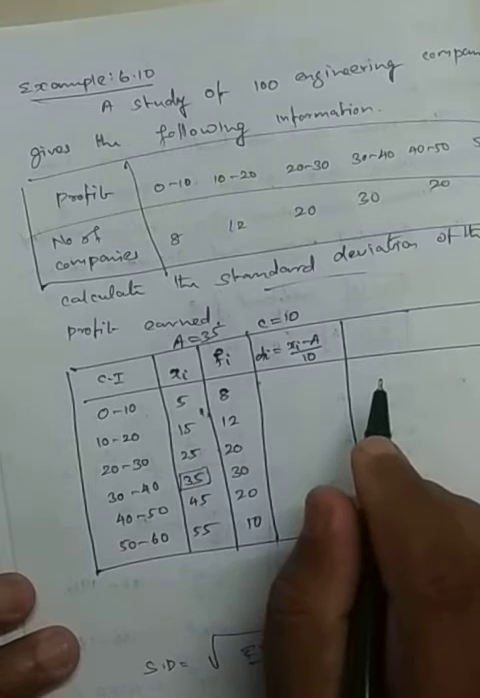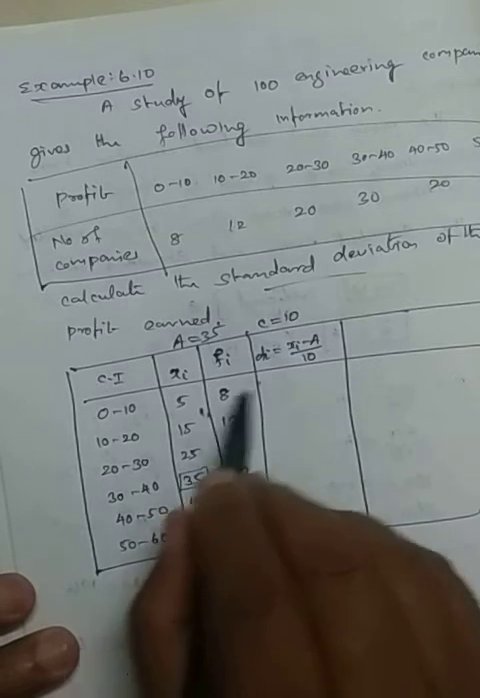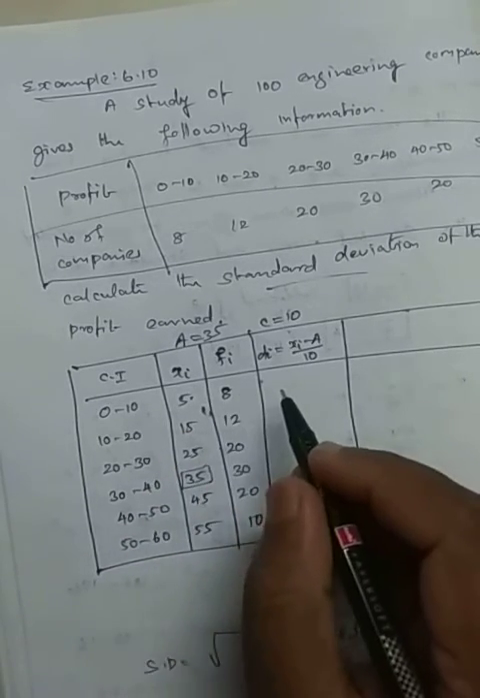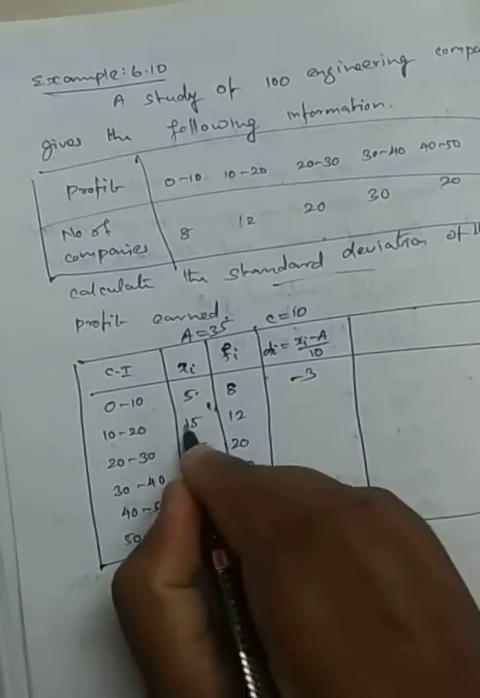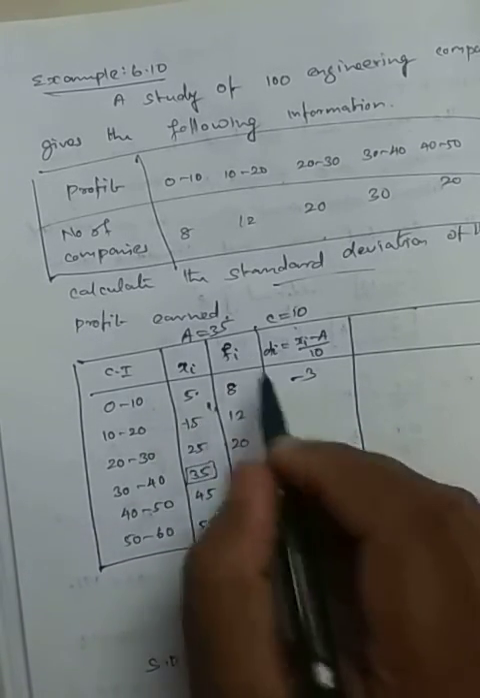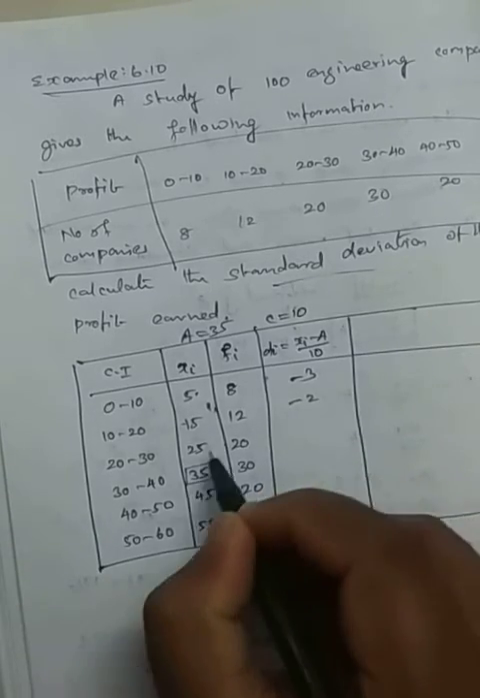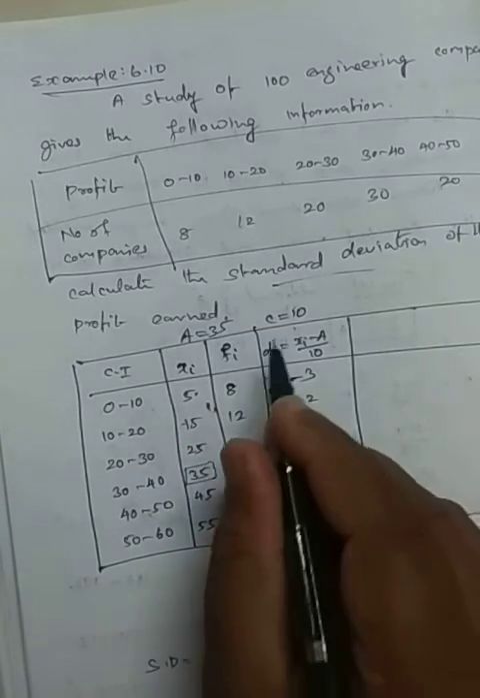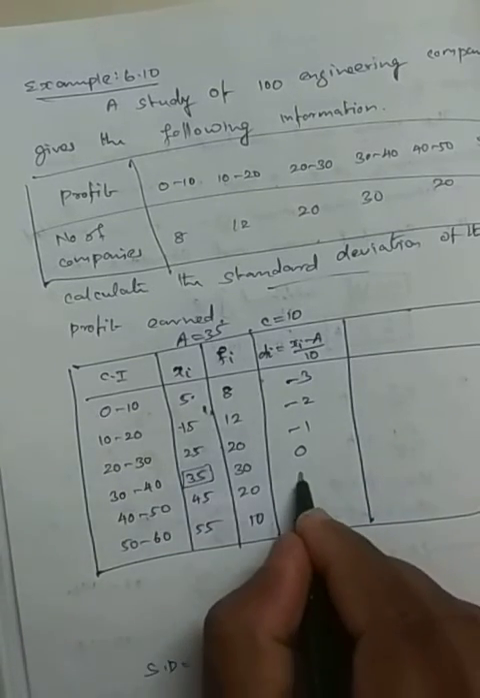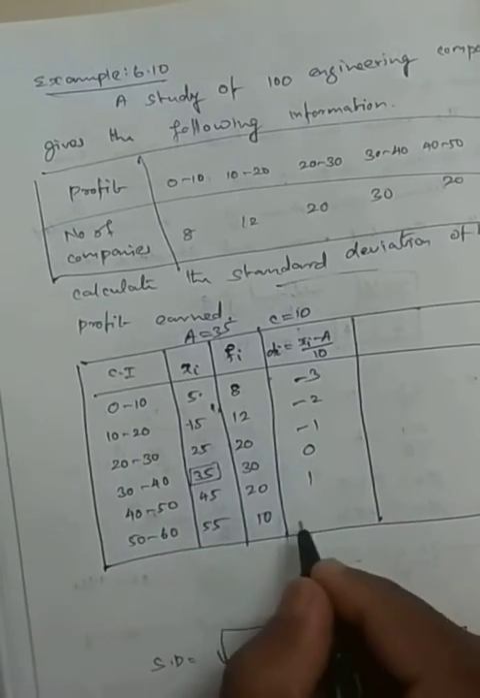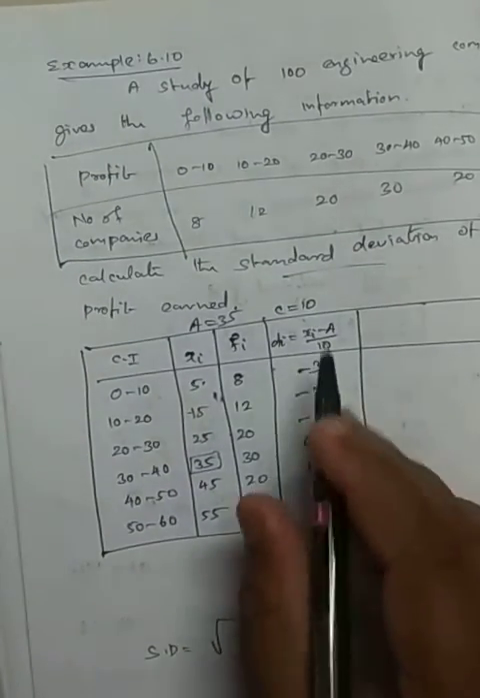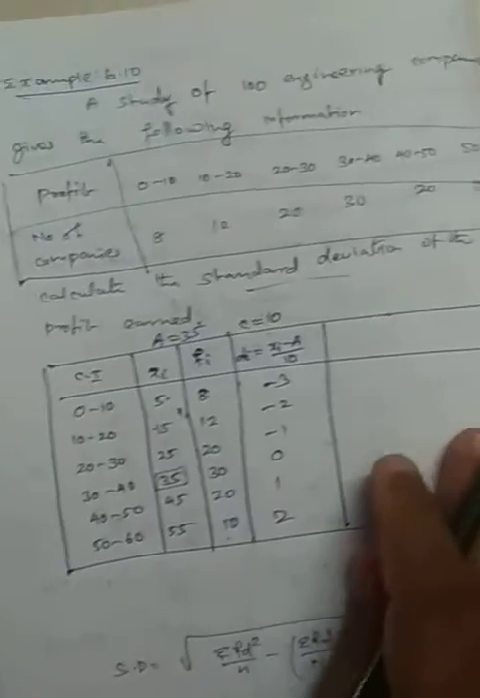So careful. Now xi is 5. 5 minus 35 is minus 30. Divided by 10, minus 3 will come. 15 minus 35 is minus 20. 20 divided by 10, minus 2 will come. 25 minus 35 is minus 10, divided by 10, minus 1 will come. This 0 will come. 45 minus 35 is 10, and 10 divided by 10, 1 will come. 55 minus 35 is 20. 20 divided by 10, 2 will come. This is the value of di.